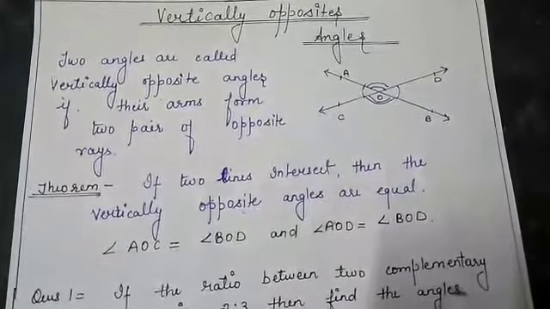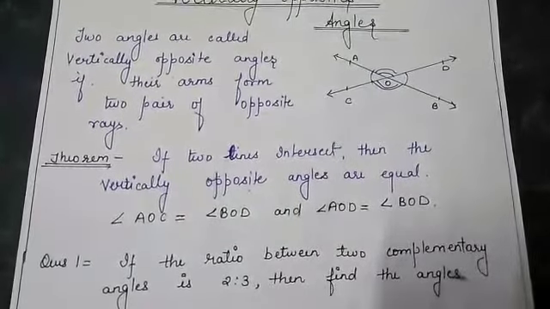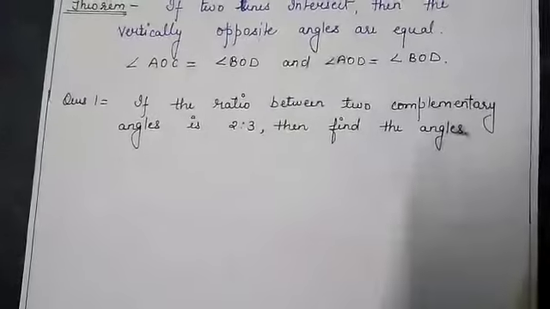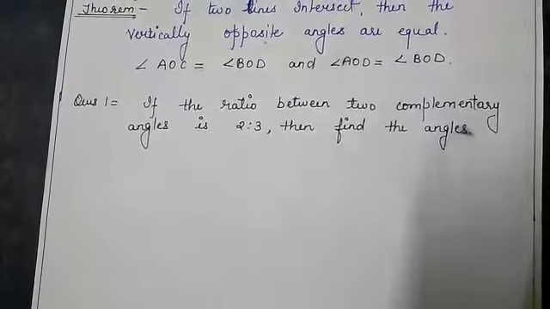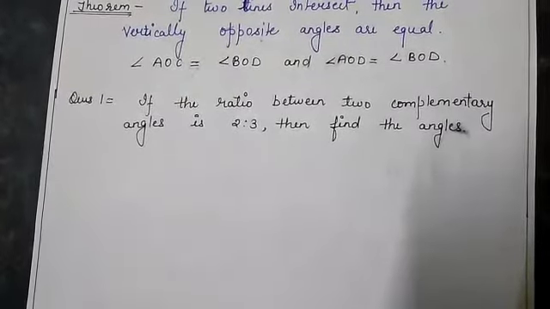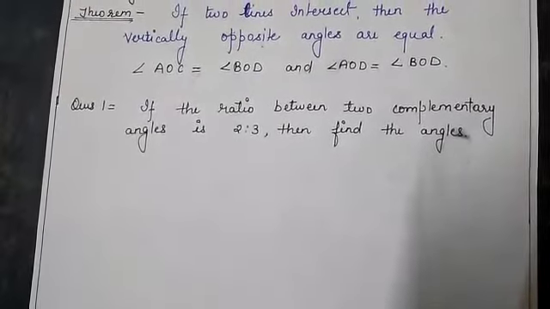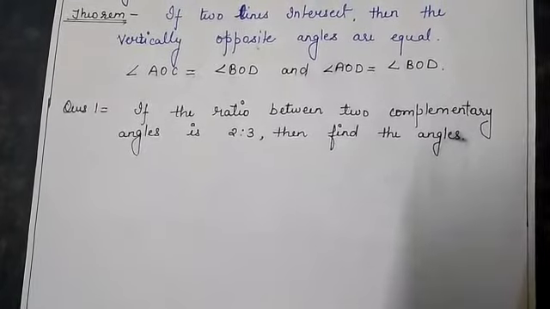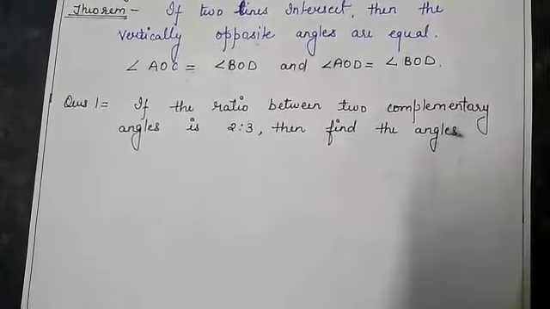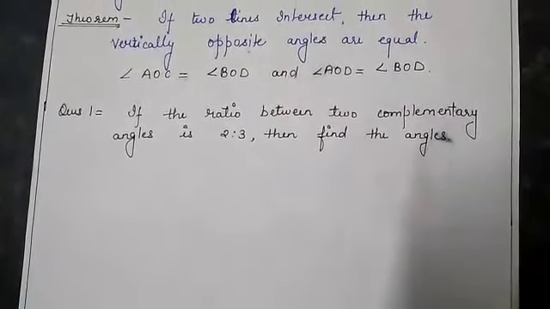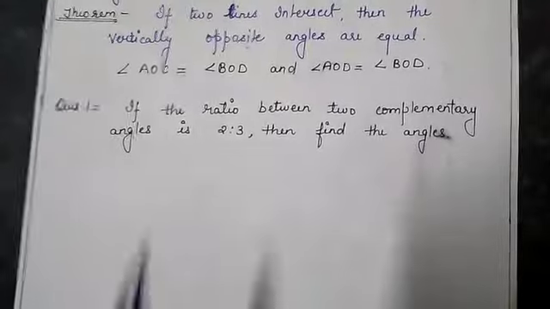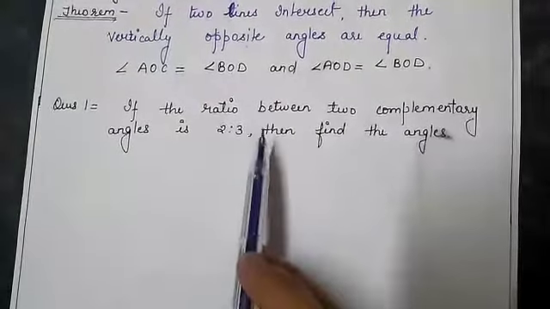Now I am going to solve questions from exercise 10.1. The question is, if the ratio between two complementary angles is 2:3, then find the angles. I already explained what a complementary angle is. If the sum of two angles is 90 degrees, we call them complementary angles. So we are given complementary angles in a ratio.